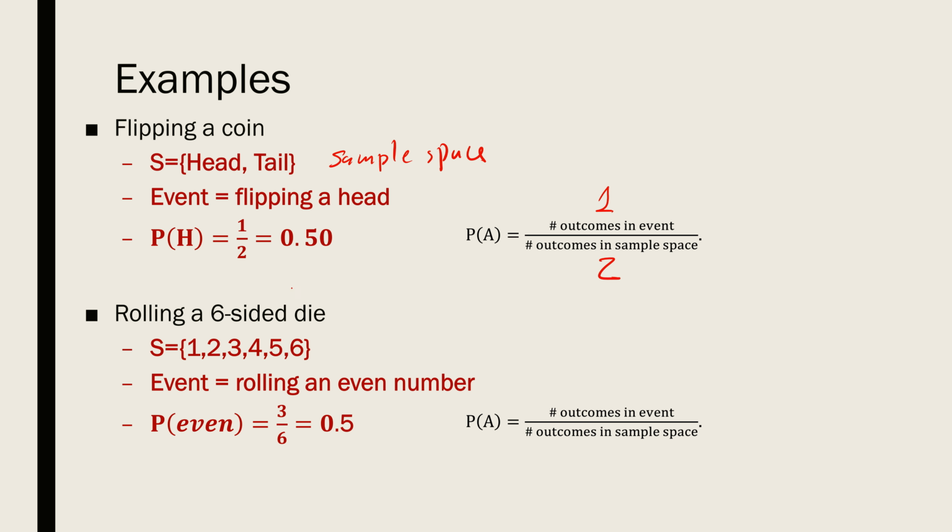Second example is rolling a 6-sided die. When we roll a 6-sided die, we can have 1, 2, 3, 4, 5, or 6 as outcomes. So that's why in the sample space, we have 6 elements, 1 to 6. Second, we define the event as rolling an even number. Even numbers are 2, 4, 6. The number of outcomes in the event is 3. The number of outcomes in the sample space is 6. So the probability of rolling an even number is 3 divided by 6.